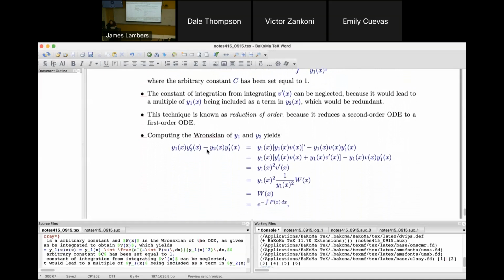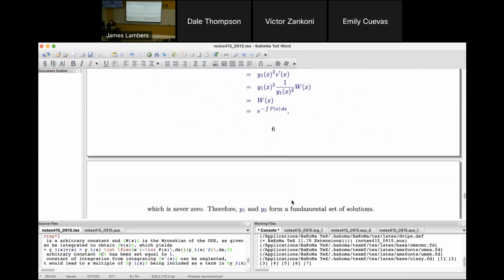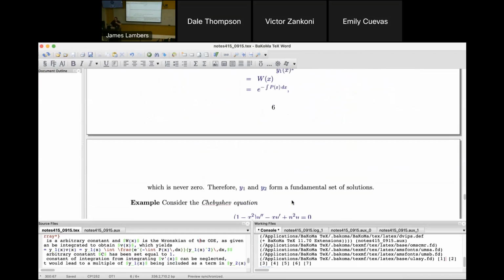With the Wronskian, just make sure that the solutions you get, y1 and y2, are linearly independent. Here we use the fact that y2 is equal to y1 times v. So when you compute the Wronskian, v prime appears in here, other terms cancel, and we know what v prime is. It's 1 over y1 squared times the Wronskian. But that Wronskian is equal to e to the minus the integral of p, which is non-zero. So that tells you that these solutions are linearly independent. They do form a fundamental set.